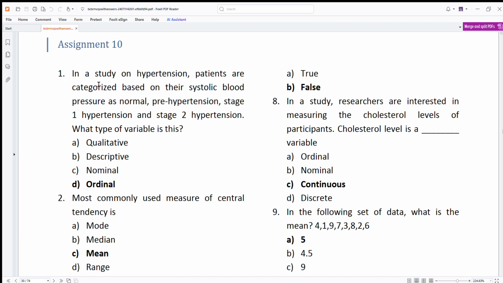Moving on to assignment 10. In a study on hypertension, patients are categorized based on their systolic blood pressure: normal, pre-hypertension. This is ordinal. Order. Nominal is like the color of your eyes.